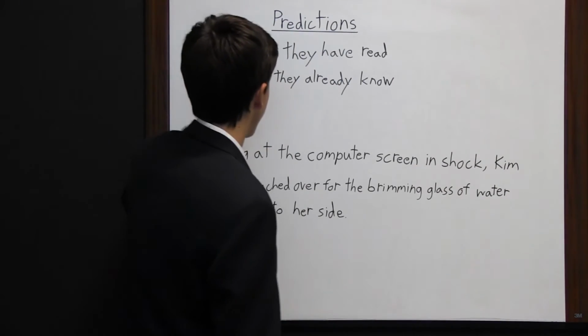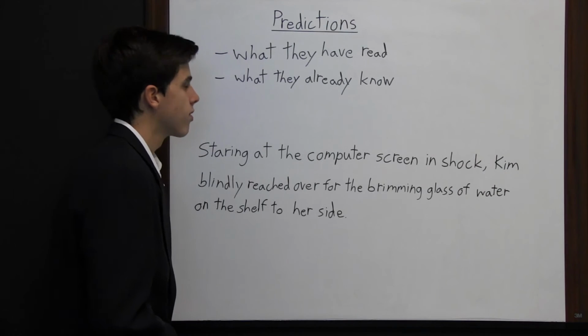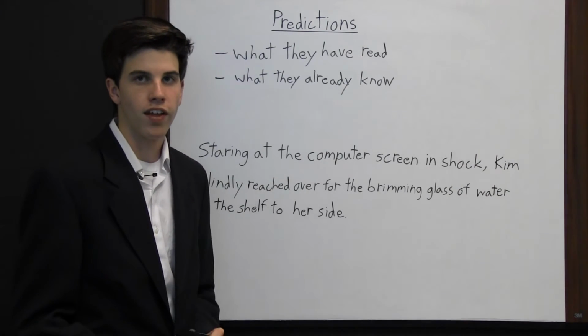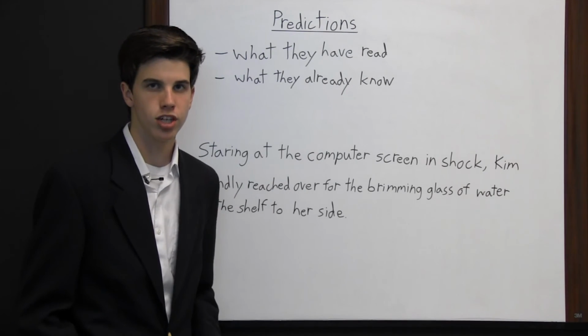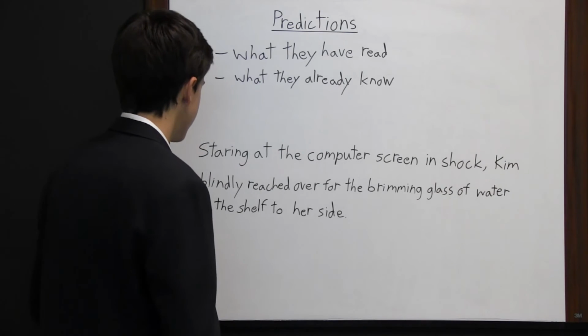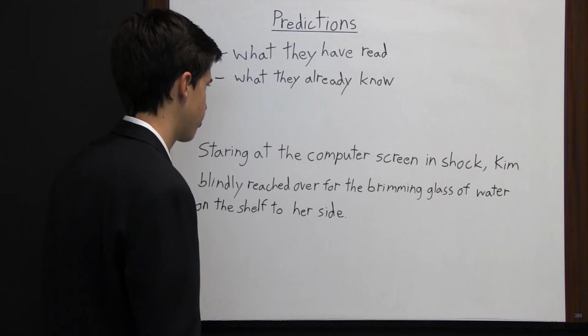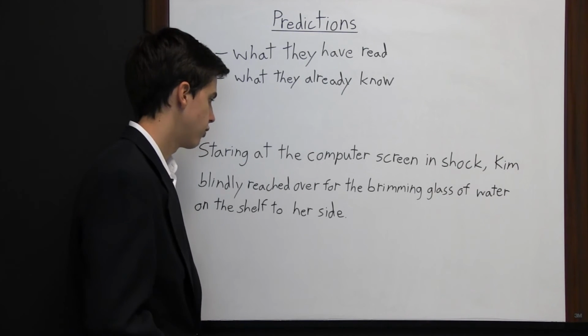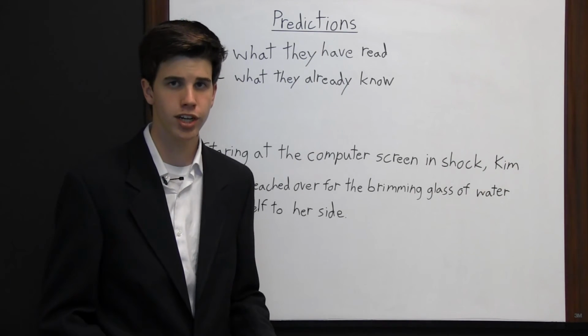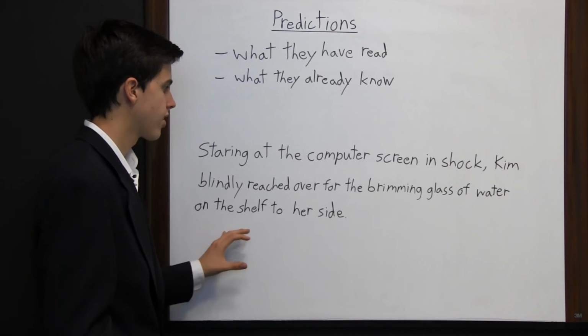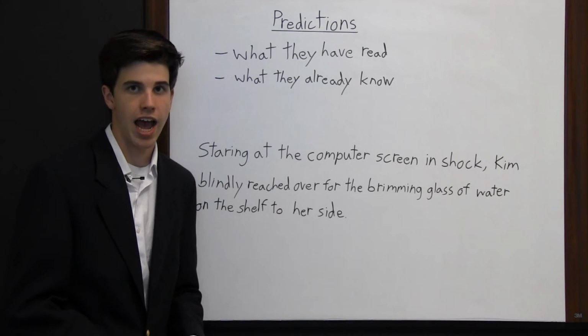So by taking what they have read and what they already know, a reader can formulate what they think will happen next in the story. So consider this sentence. Staring at the computer screen in shock, Kim blindly reached over for the brimming glass of water on the shelf to her side. So the reader is naturally going to read this and have an idea of what is going to happen next.